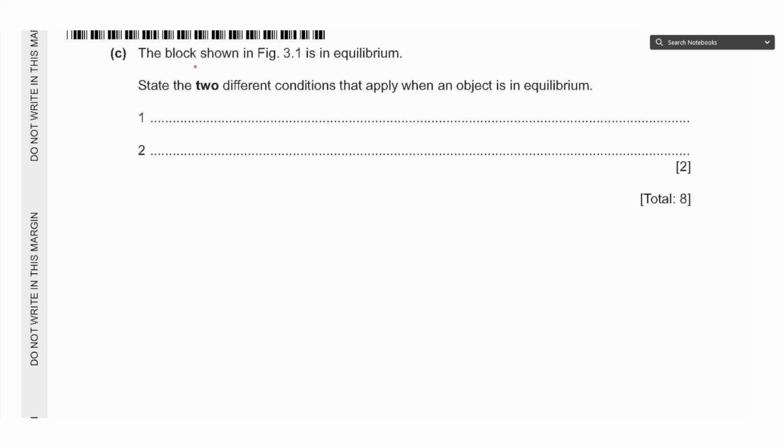Part C says the block shown in figure 3.1 is in equilibrium. State the two different conditions that apply when an object is in equilibrium. So we have no resultant force and no resultant moment, or we can say that clockwise moments balance anti-clockwise moments about a pivot. So there is no acceleration for the resultant force and no rotation from the moment.